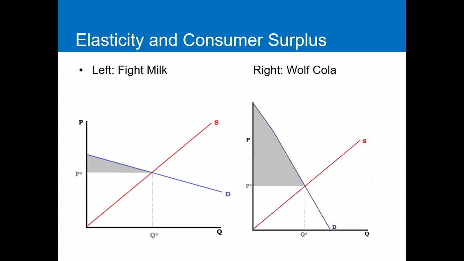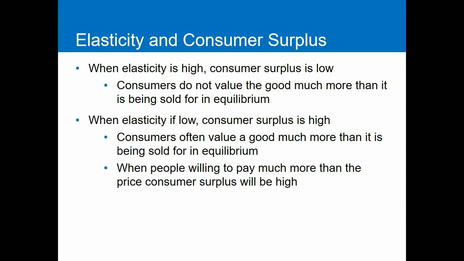So when people are not sensitive to price, maybe they consider it a need, maybe there's not a lot of substitutes out there, things like that, they're going to get a very high consumer surplus in this market. People are willing to spend a lot of money, but they're not being charged a lot of money. On the other hand, when people are sensitive to price, there's going to be a much smaller consumer surplus. They're not willing to spend a lot more money on it than what they're being charged. So we end up with a smaller consumer surplus. This slide basically just summarizes what I just said.